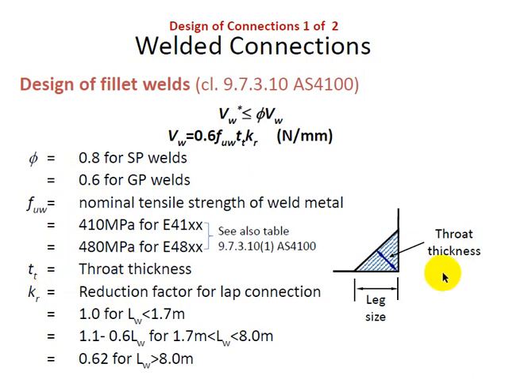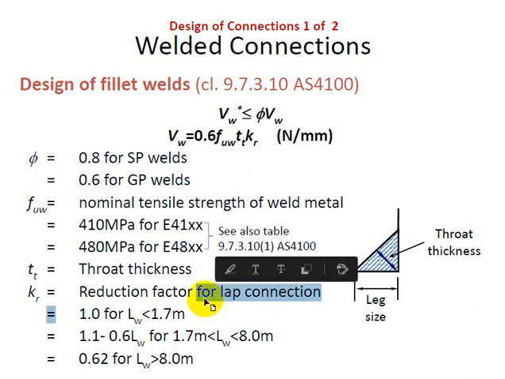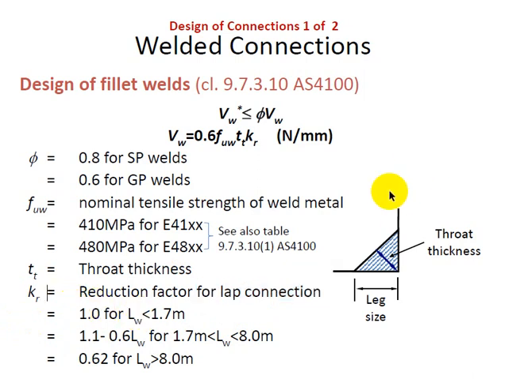And TT is the throat thickness, which is the thickness here for the leg when you have two leg sides. And KR is the reduction factor for lap connection. KR is basically about the length of the connection, of the welds. For example, if you have a T connection, you calculate this line, that line, all the surrounding area of the T, and then you have, for example, 1,400 millimeters, and you can see which category to calculate the KR from.